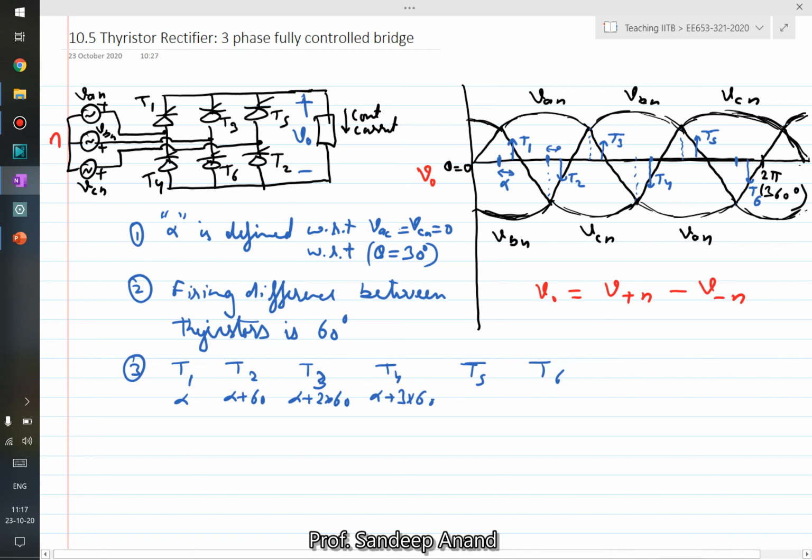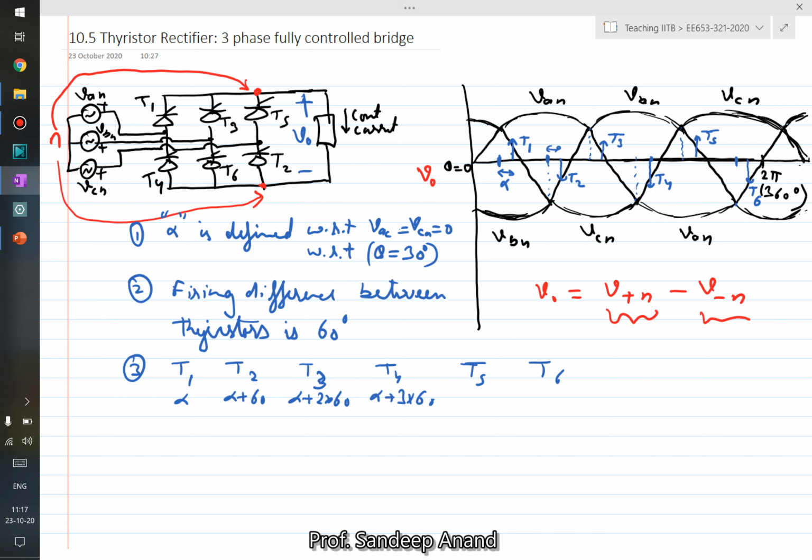So what is plus with respect to the neutral? It is essentially the potential at the plus point with respect to neutral, and the minus point with respect to the neutral. If you take the difference of the two, the neutral potential will cancel out, and what you get is the output voltage. So in this waveform, we'll try to draw each of them just for visualization. So what is V plus N? V plus N is nothing but, depending on which thyristor conducts, it could be either VAN, VBN, or VCN. So if T1 is conducting, it is VAN. If T3 is conducting, it is VBN. If T5 is conducting, it is VCN.